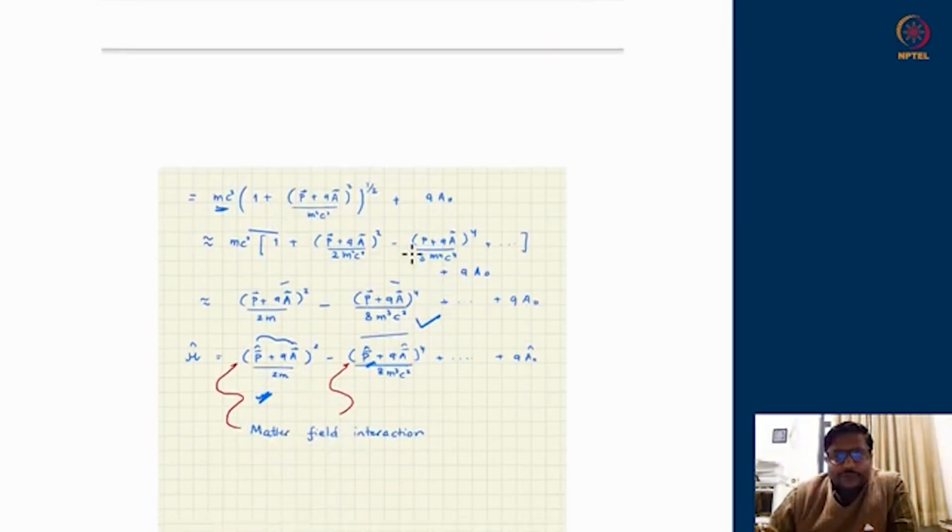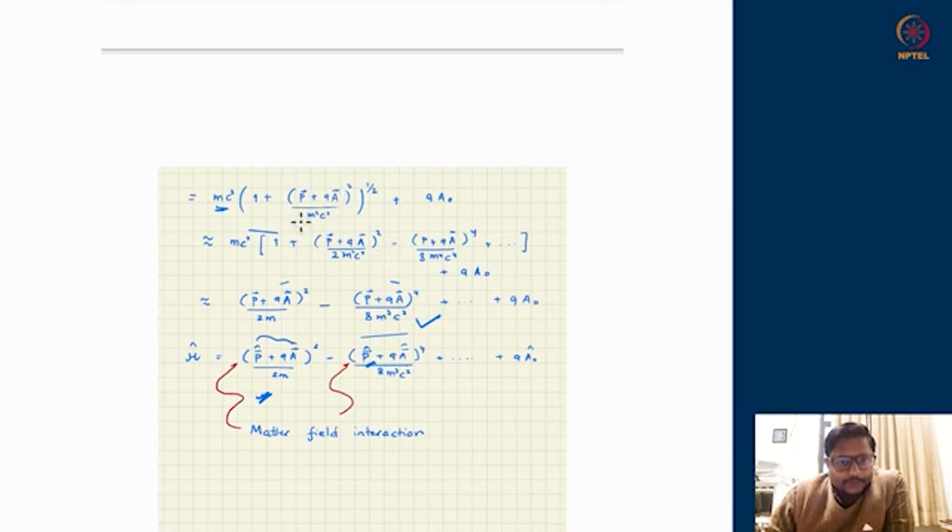Previously we had seen that if no electromagnetic field was present, A naught was not there, vector A was not there, then it was 1 plus p squared upon m squared c squared to the power 1/2. This is the kinetic energy expansion we had done before. This time the role of p is played by p plus qA.